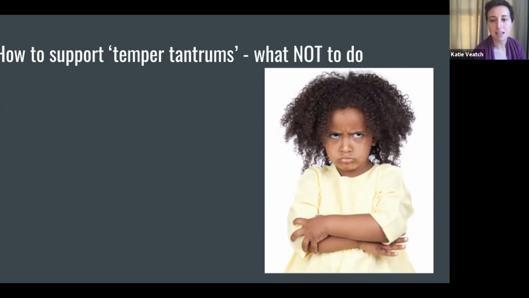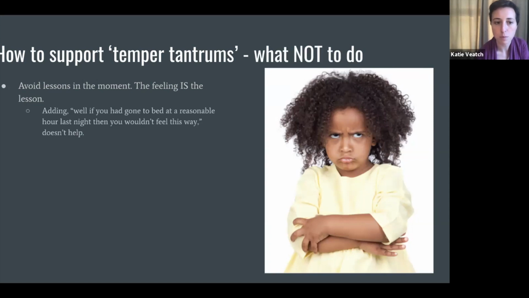So let's think about what we want to avoid in these moments. Let's not have a lesson. The feeling is the lesson, right? That's the intrinsic piece of it. They know how they feel based on this thing. That's okay. And in this moment, if they're out of control and they're not thinking about the thing, they're going to think about it afterwards. That's natural. They're humans. So if we say, well, you're tired, if you'd gone to bed when I mentioned that you should have gone to bed, then you probably wouldn't feel this way today. It's not helpful.